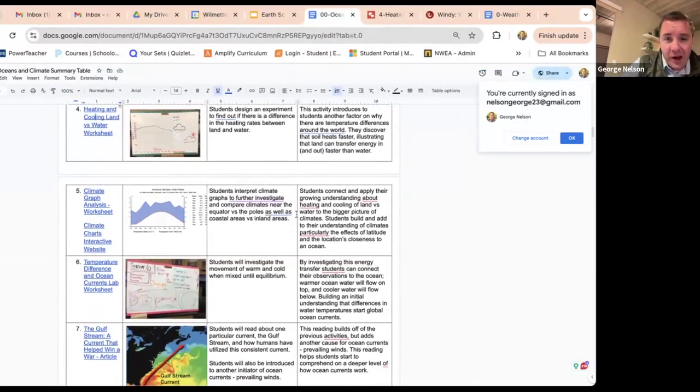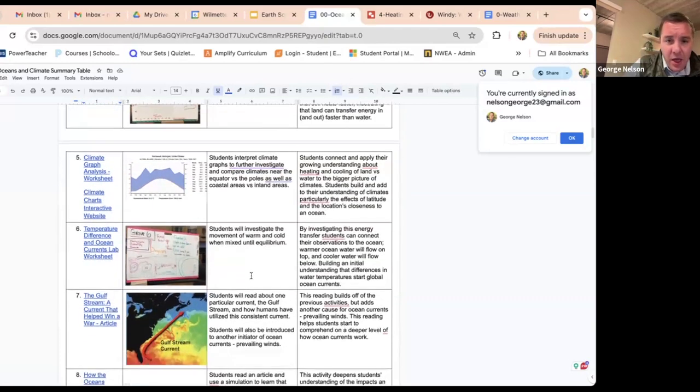We can get in a little bit. I don't usually have this much time. This is fourth quarter, but we can get in. I usually try to bring in some climate graphs. They're really looking at different places around the world with latitude, how it impacts it, and then also coastal areas, how it impacts our temperature and precipitation.